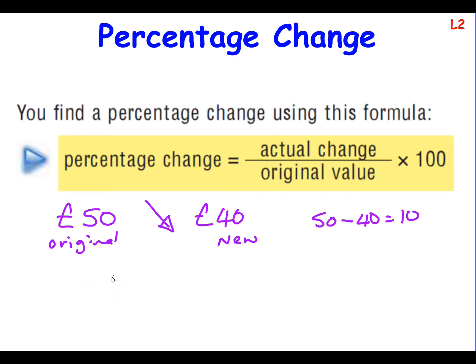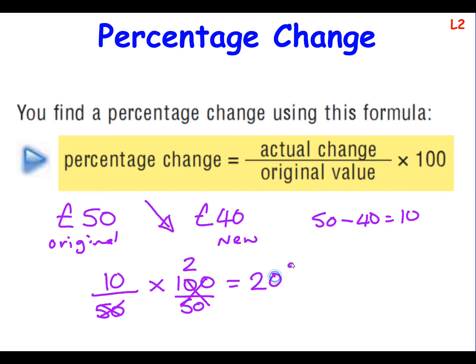So the percentage change is the actual change, which is the £10, the difference between the new and the original, divided by the original amount, which is 50, and then multiplied by 100 to give us our percentage. Now we can do this manually because the denominator can be moved across, and 100 divided by 50 is 2. So 10 times 2 is 20. So the percentage change when I go from £50 down to £40 is a 20% reduction in price.